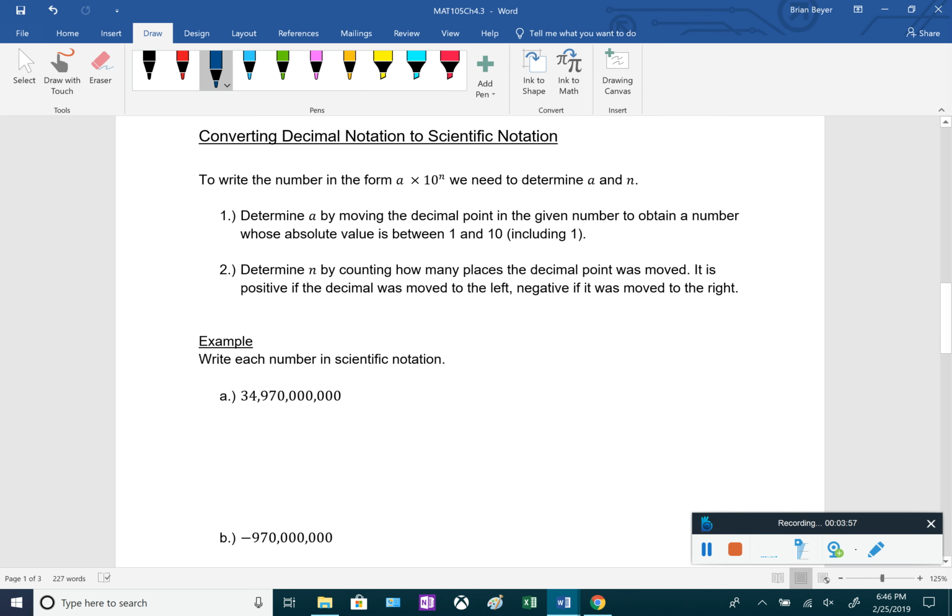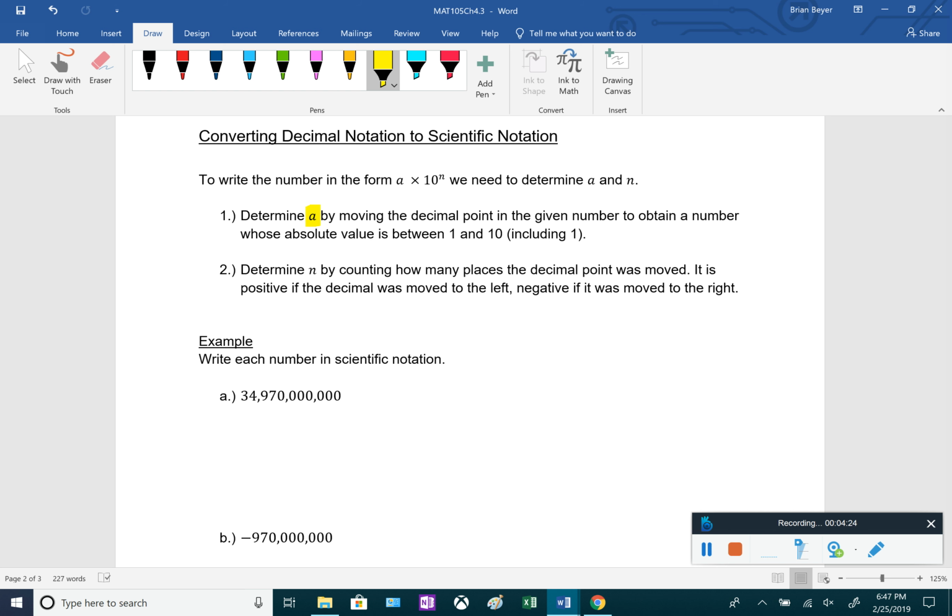So let's go the other way now. Let's convert from decimal notation to scientific notation. To write this in scientific notation, we have to determine what the a and the n are, the number out front and then the exponent. To determine a, we move the decimal point in the number that we have until we get a number between 1 and 10.